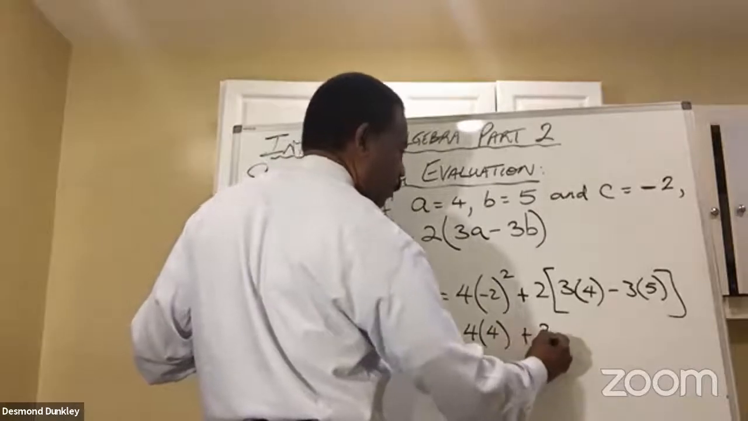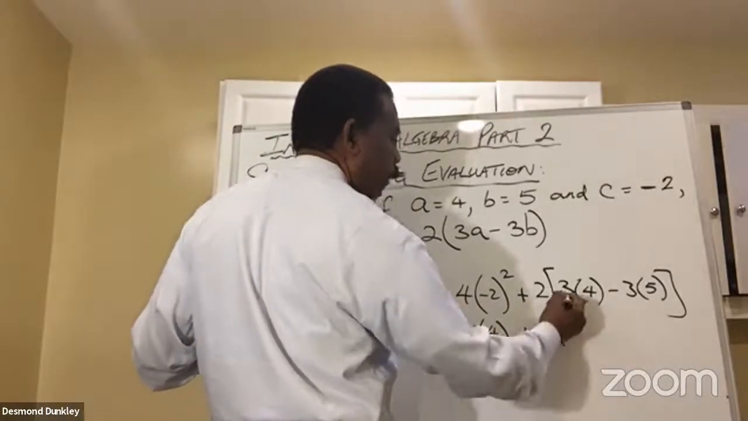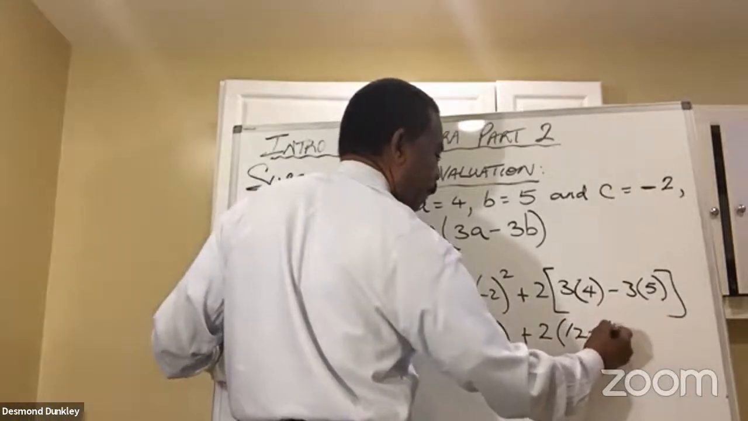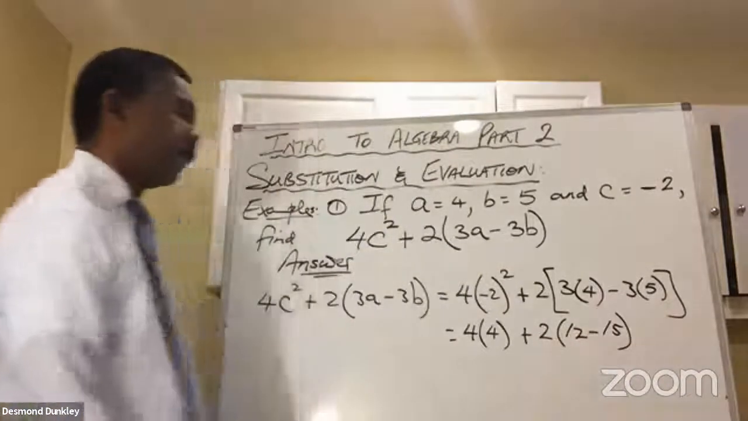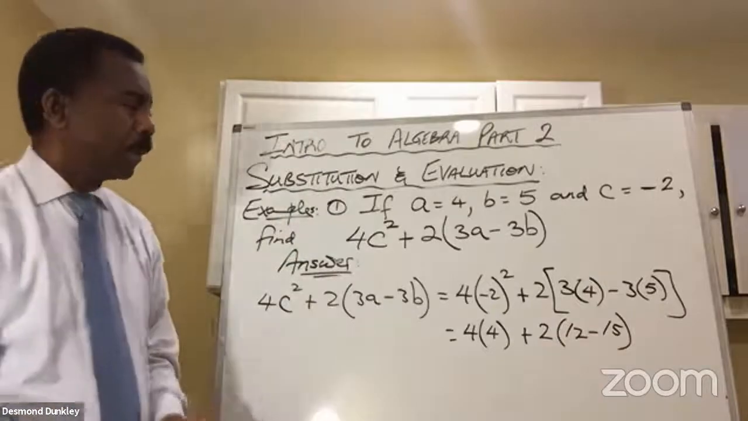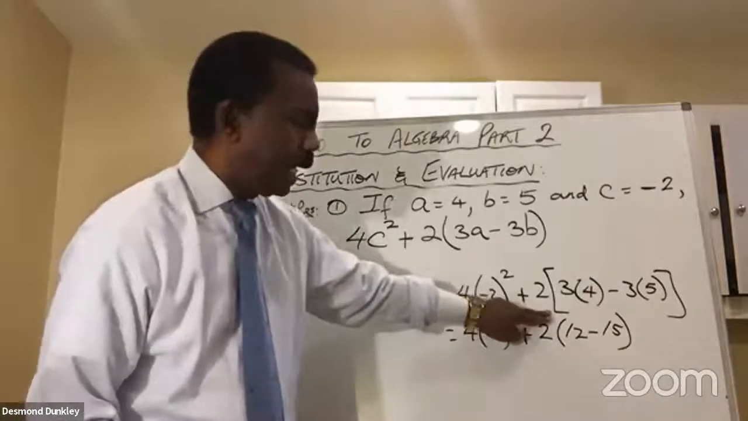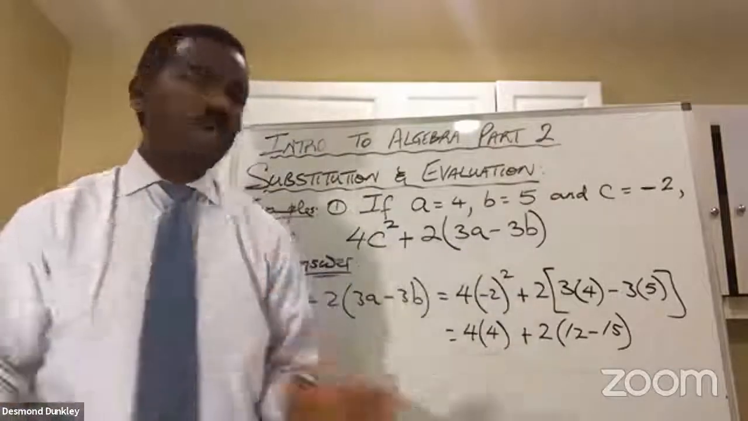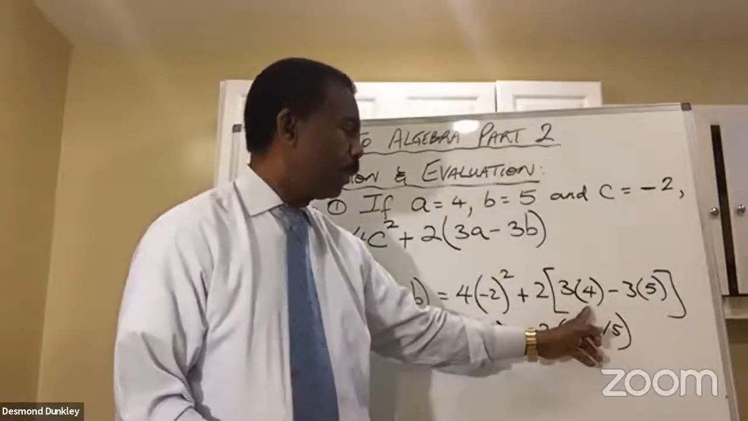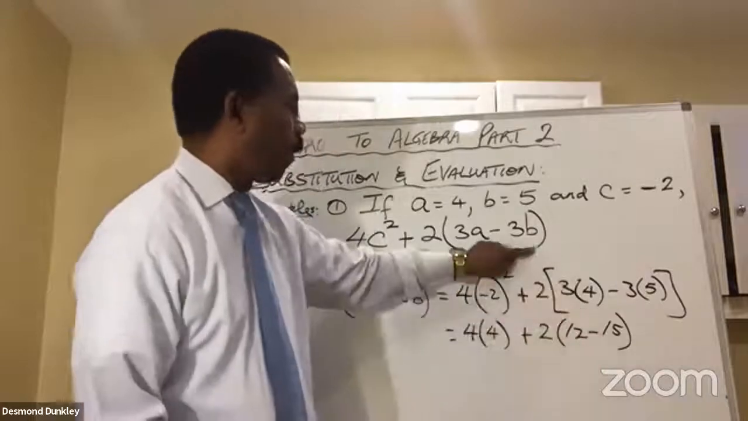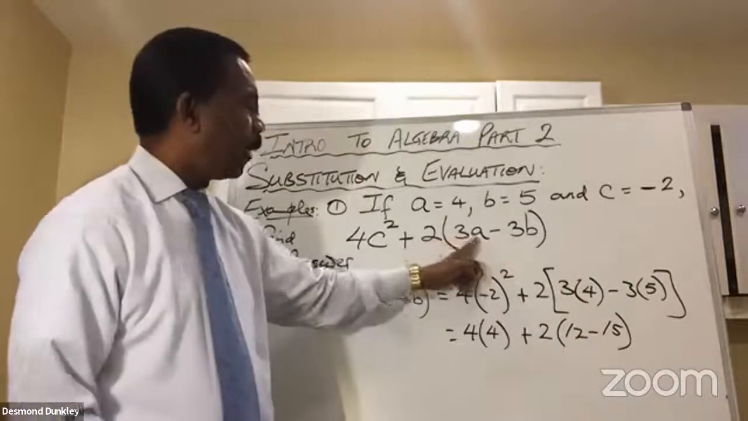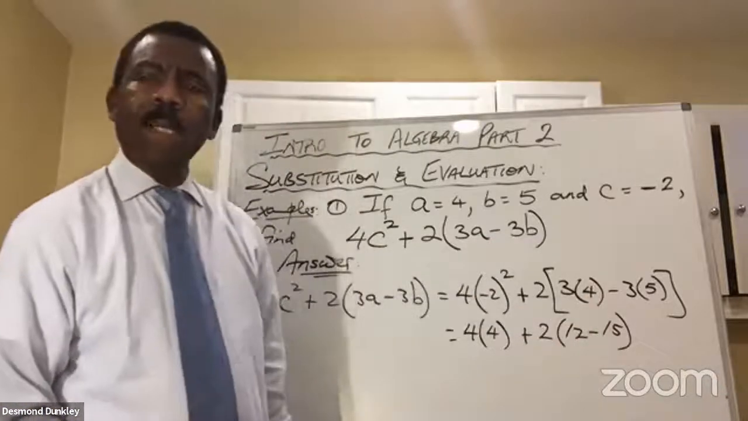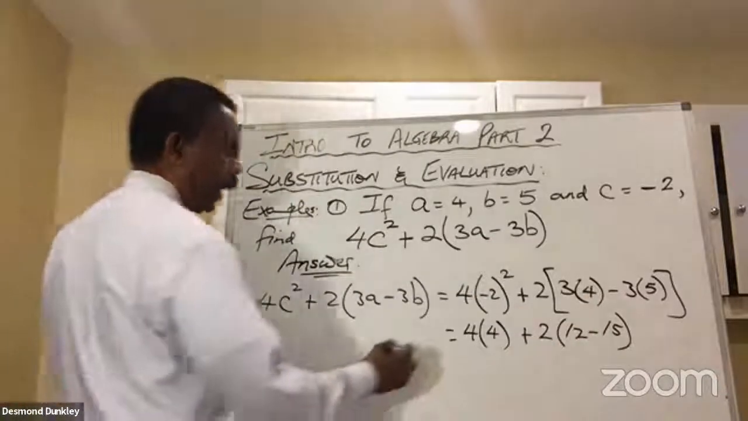Plus 2 times 3 4s 12, 3 5s 15. Step by step. By the way, you notice I used a different level set of parentheses. We use a square bracket, just so you can differentiate between these two. And this is on the overall. This is on the outside, and on the inside we put the parentheses right there on the inside.